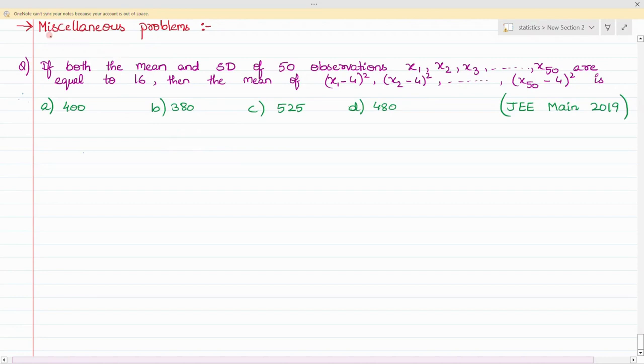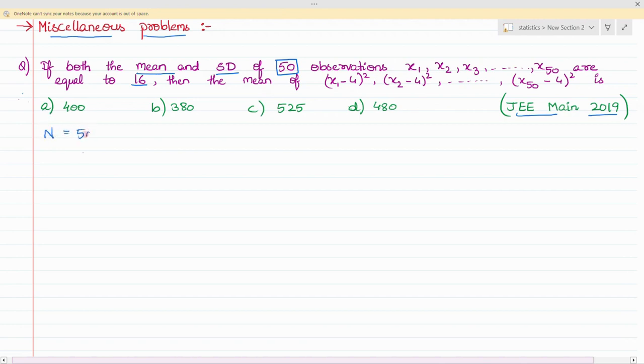Now let us see a few miscellaneous problems or previous year questions. So the first question is from JEE Main 2019. This question says that both the mean and standard deviation of 50 observations are equal to 16. Then we need to find the mean of (x_i minus 4) whole square, these kind of observations. First, what is given to us?